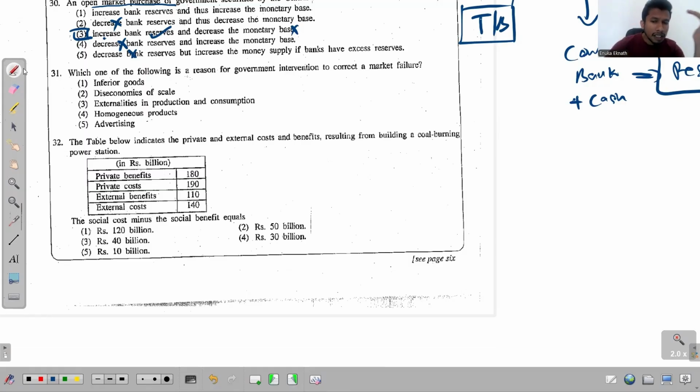Is it because in the market economy we have inferior goods? No, not in the market economy. In any type of economy, we will have inferior goods.